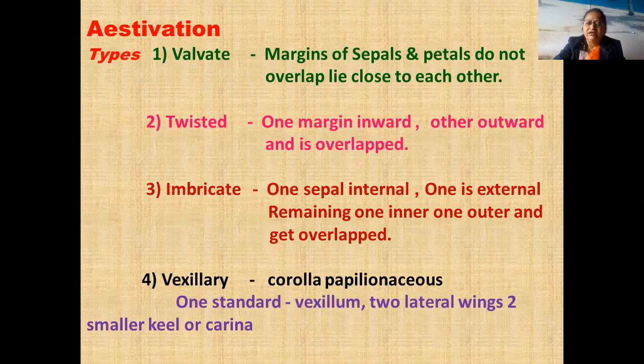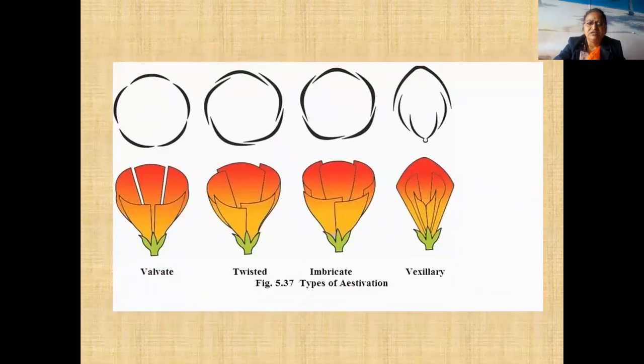One standard petal, the larger petal, is called the standard or vexillum. Two lateral petals, wing-like, are called wings, and the smaller petals are called keel or carina. See here the diagram of 4 types of aestivation: valvate, twisted, imbricate, and vexillary type of aestivation.